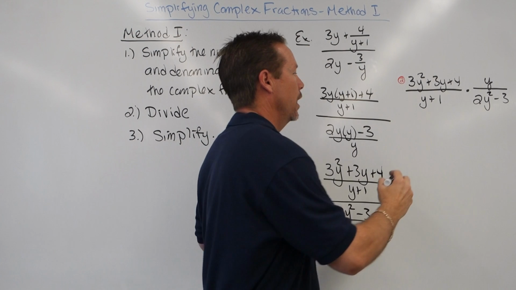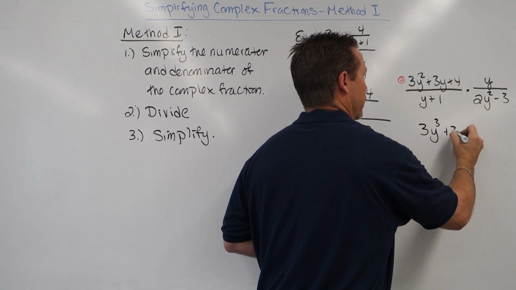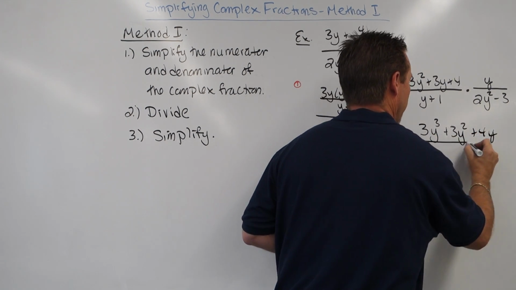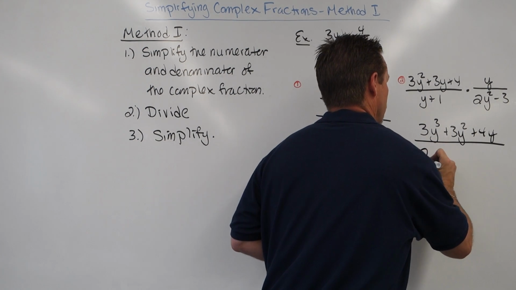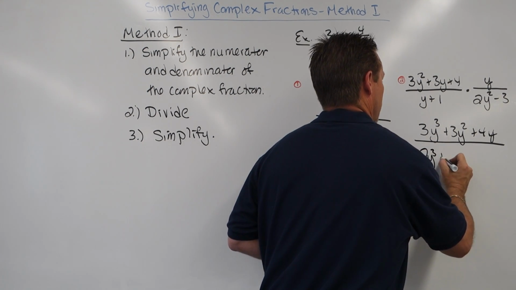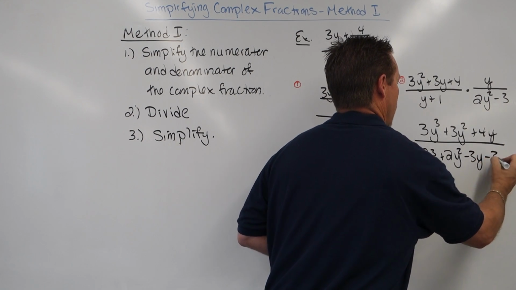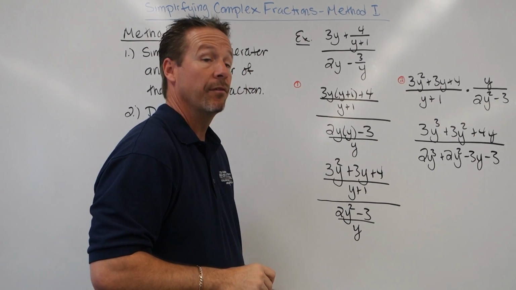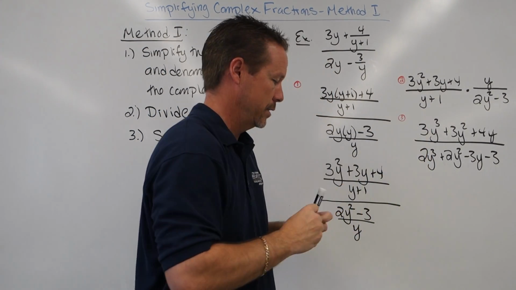Multiplying the numerators together, I get 3y cubed plus 3y squared plus 4y. Multiplying the denominators together, I get 2y cubed plus 2y squared minus 3y minus 3. Since there are no common factors and nothing will reduce, we are completely simplified.